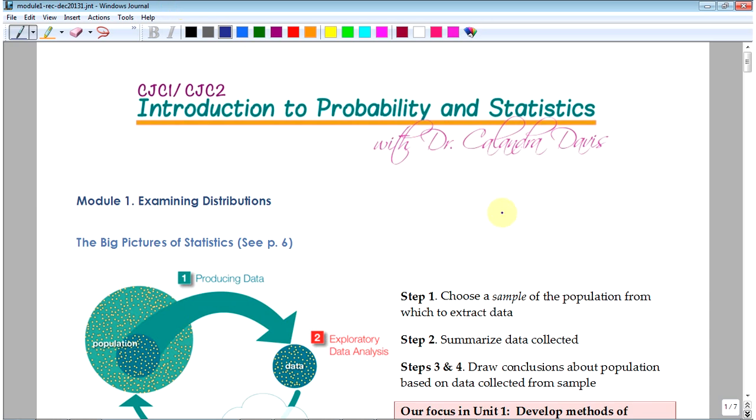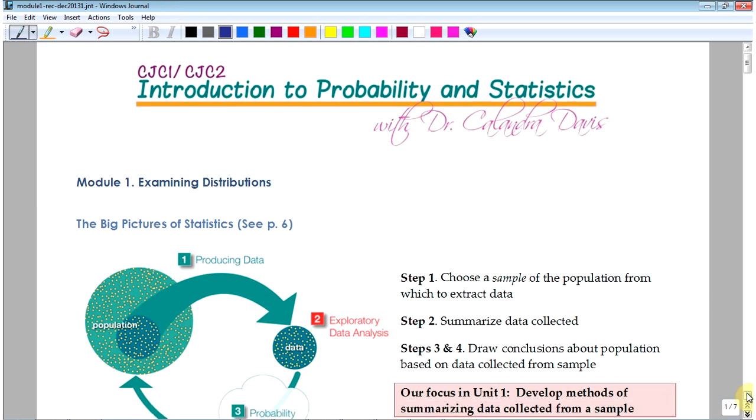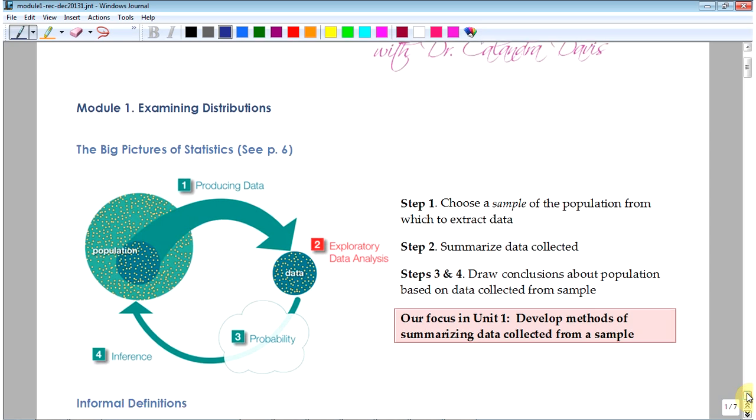The learning resource starts by giving you a visual of the big picture of statistics. So the first step when doing a study is to determine the population from which you want to get some information about. So first we're going to produce data.